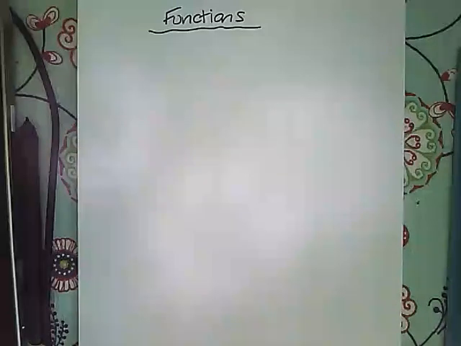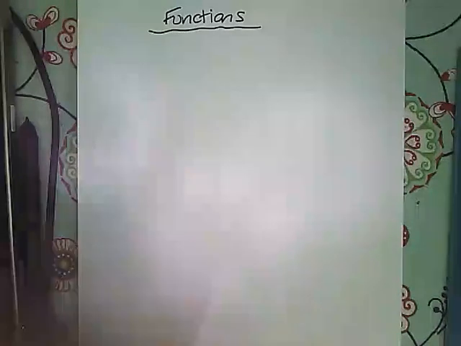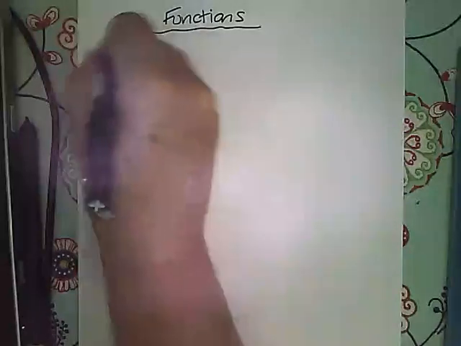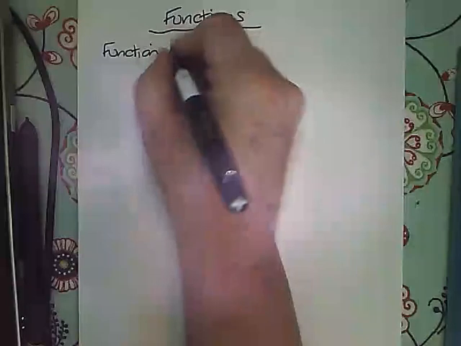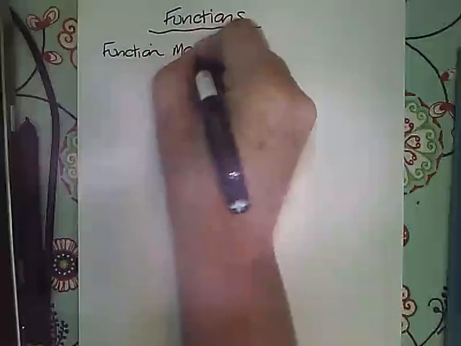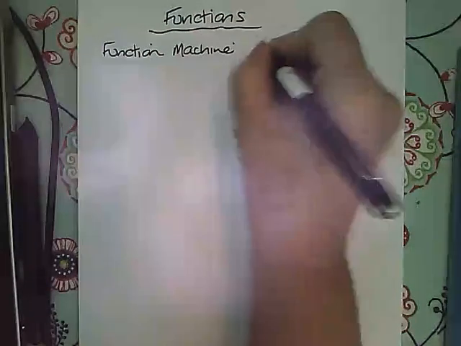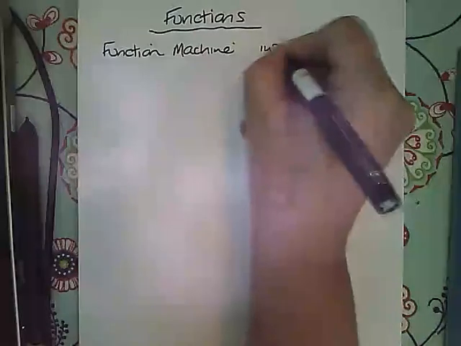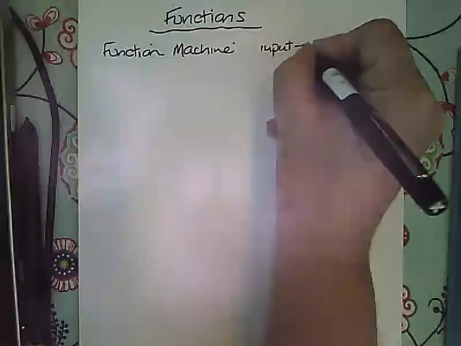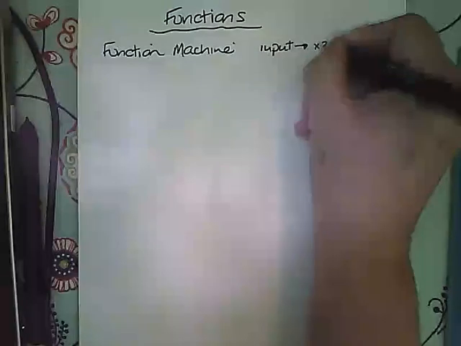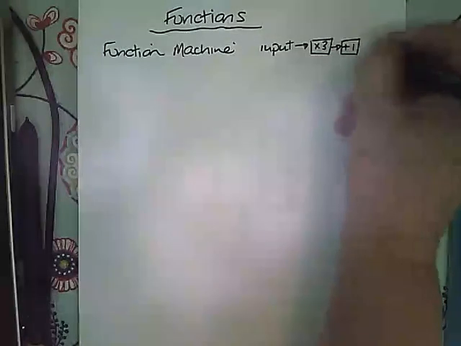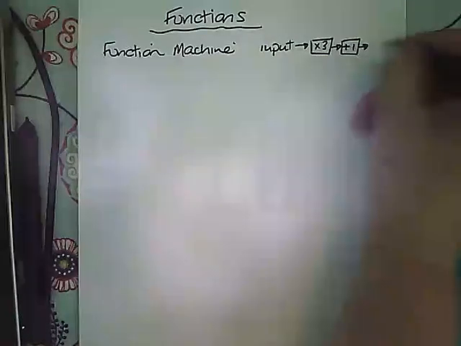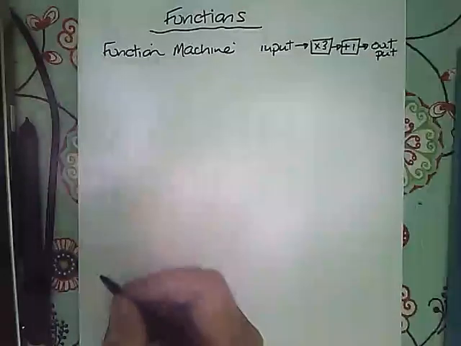Now we have already come across functions before in terms of function machines, and if you haven't done that then there is a video on function machines. So this is a function machine where we put a number in, that's called the input. We do something to that number, might be timesing by 3, then adding 1, and then we get a number coming out. That's called the output. So that's a function machine.